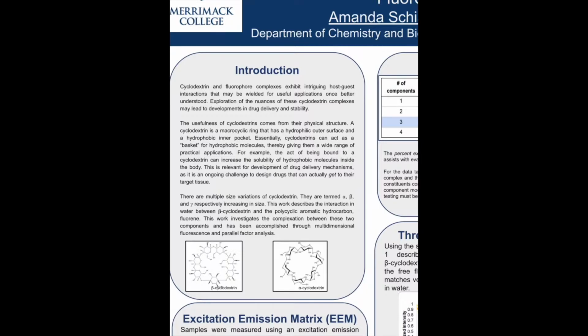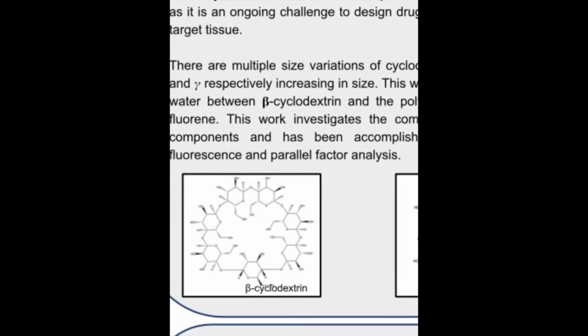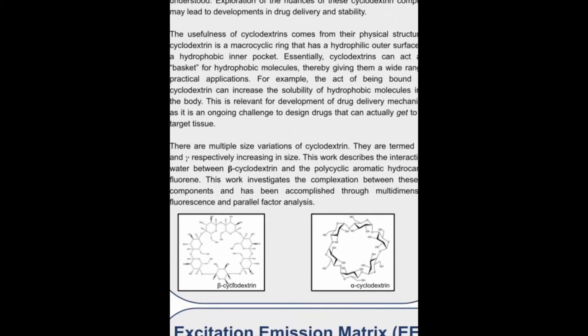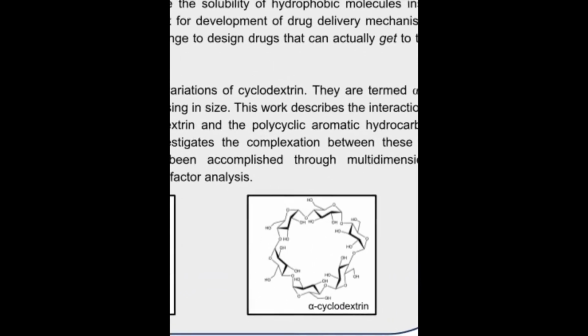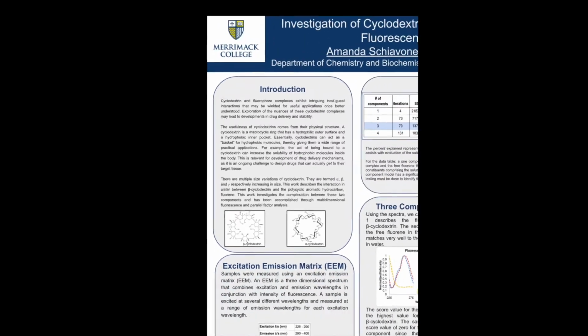So the usefulness of the cyclodextrins comes from their physical structure, and you can see below that this is the beta cyclodextrin, and this is the alpha cyclodextrin. These are just multiple size variations of the cyclodextrin molecule. There can be alpha, beta, and gamma, but we stuck to beta for this particular research project.